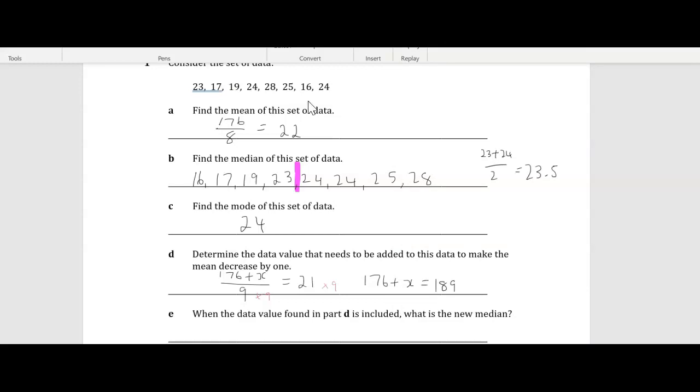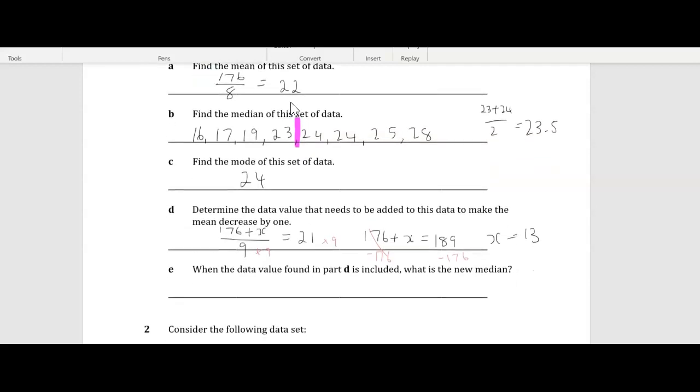And then subtract 176 from both sides. So x is equal to 189 minus 176. So we're adding on, is that 13? All right, so we just need to include 13 to decrease the mean by 1.